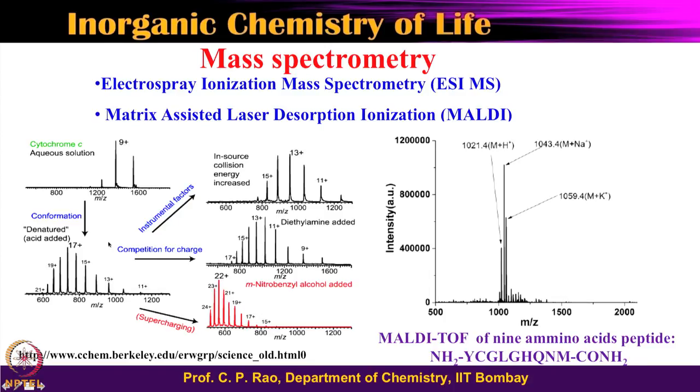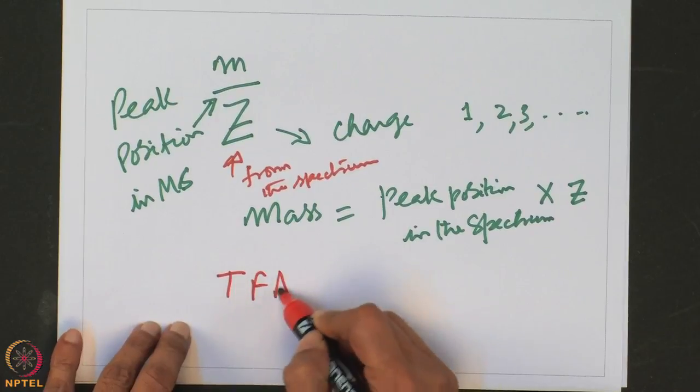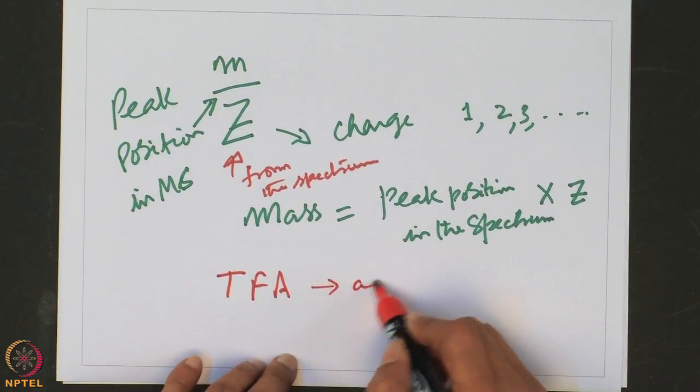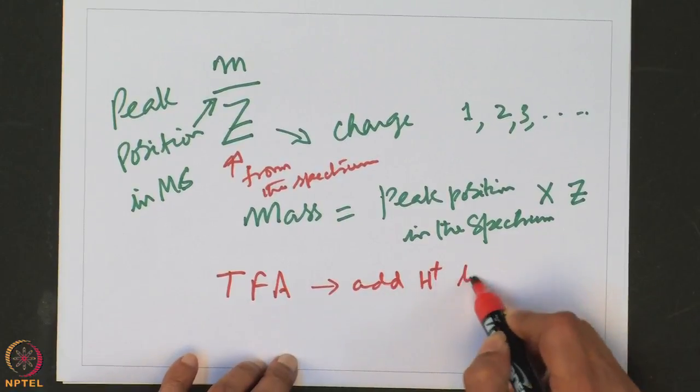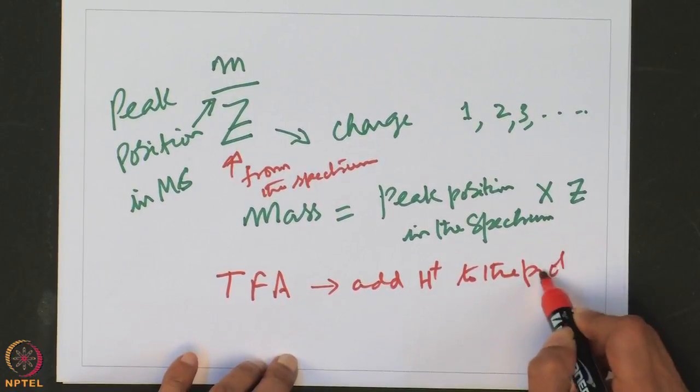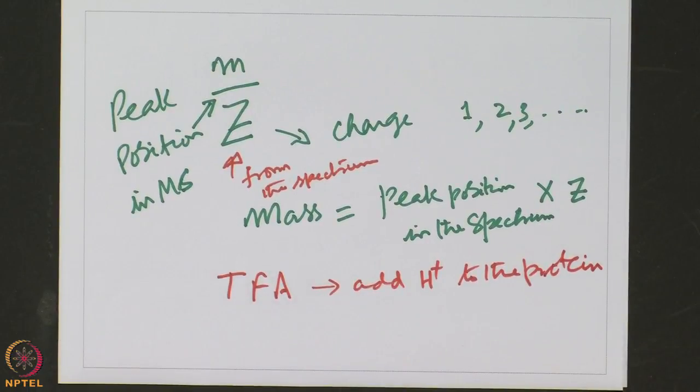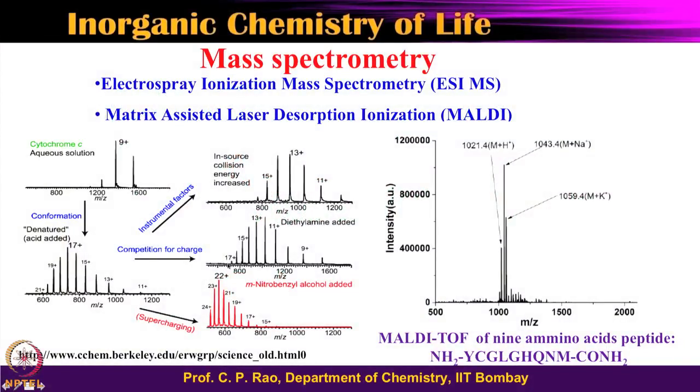Trifluoroacetic acid, which is TFA, will add H plus to the protein. So, that can be really understood. And now you see the spectrum here, compared to this you get more number of species. Species with 9 plus and 11 plus, 13 plus, 15 plus, 17 plus, etc. And then you can also charge a lot. You can see much more charge, like even 22 plus, 25 plus, etc.